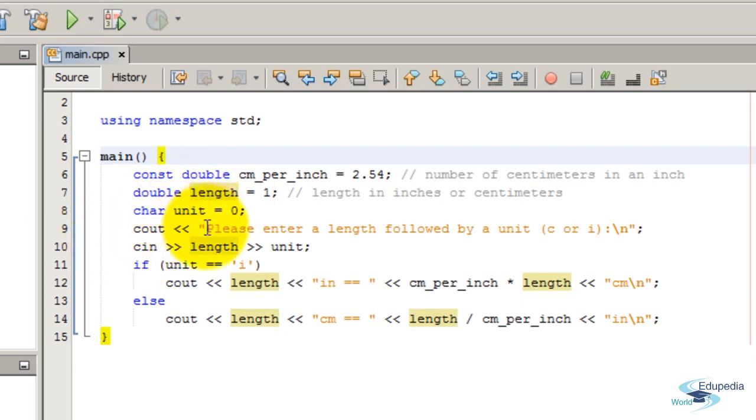In the cout, it says please enter a length followed by a unit. Now the character c means it's a centimeter value. The character i represents an inch value. In the cin, it captures the length and the unit. If the unit is i, which means it's an inch value, then it will output the centimeter value. If it is not, that means it is a centimeter value, then it will convert into an inch value.